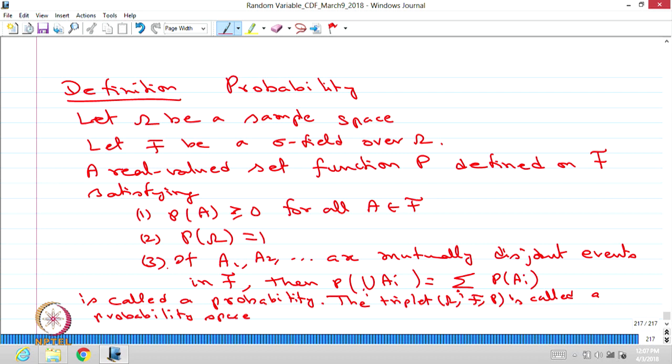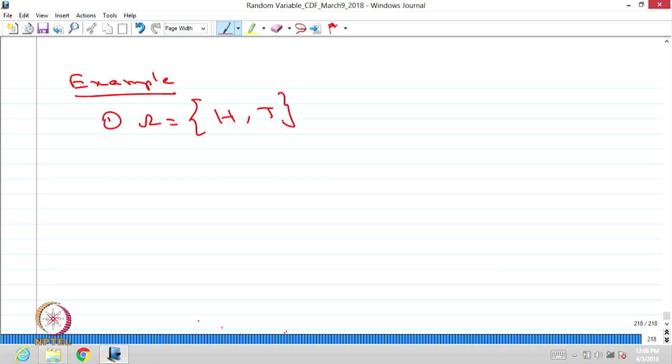We are going to see different probabilities for different omega and F as examples. As a first example, we will take the easiest example, that is omega consisting of head and tail, H or T.